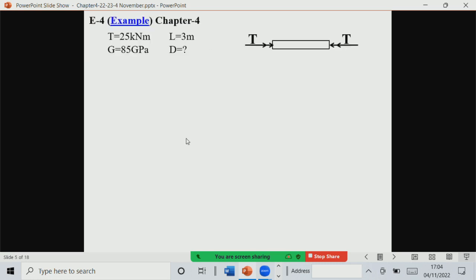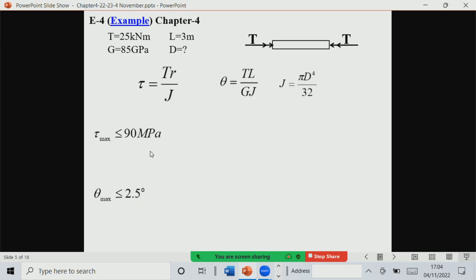So we started with question 4. These are the two requirements. The maximum shear stress remains less than 90 megapascals and the angle of twist remains at 2.5 degrees. And these are the equations that we have to use to solve the problem, and I showed you earlier. So the angle of twist is equal to the torque applied times the length, divided by torsional rigidity or torsional stiffness, which is the product of the shear modulus and the polar second moment of area. The section is solid, so this is the equation for finding the polar second moment of area.